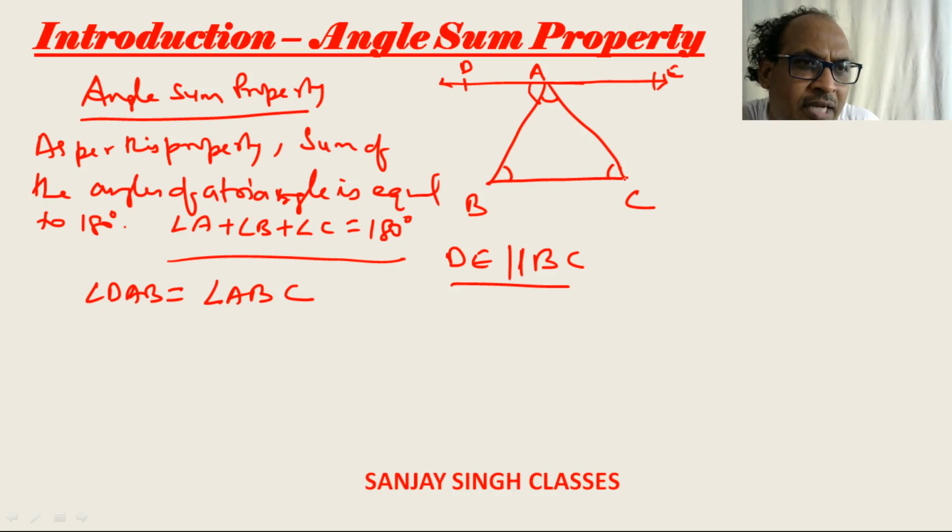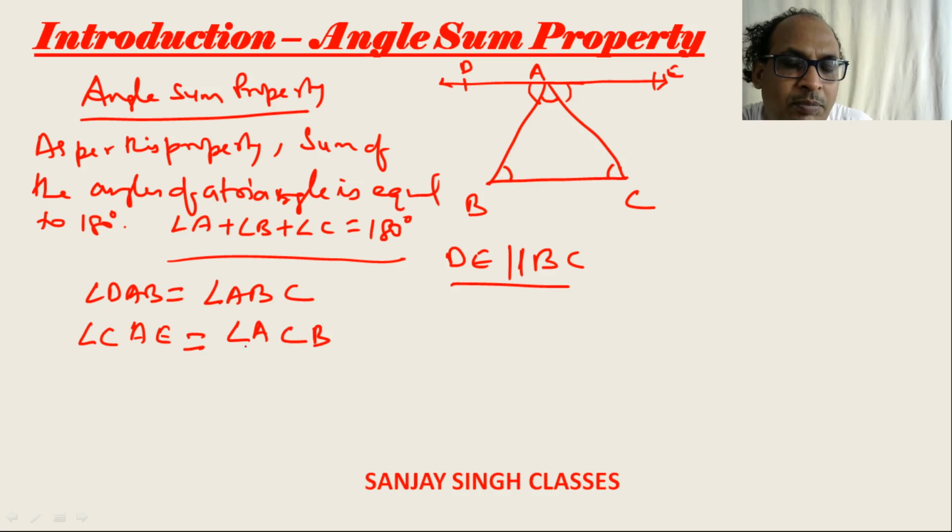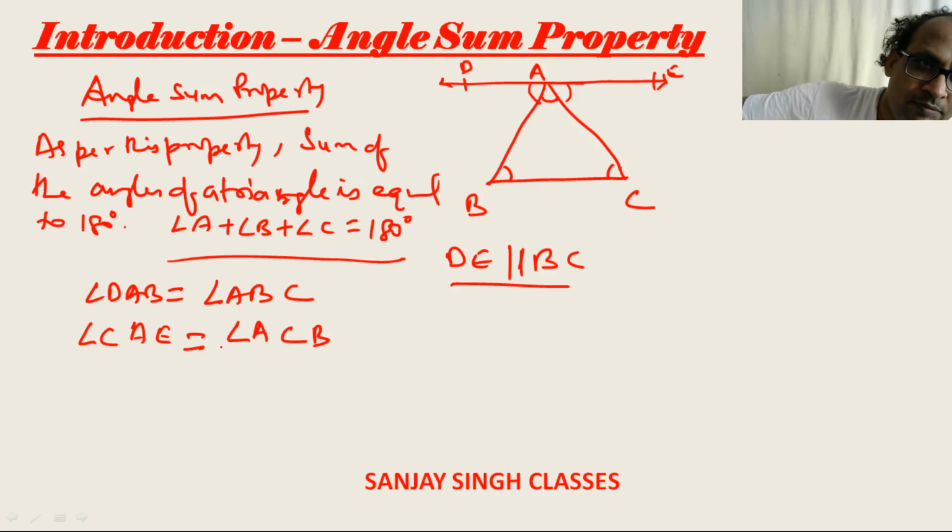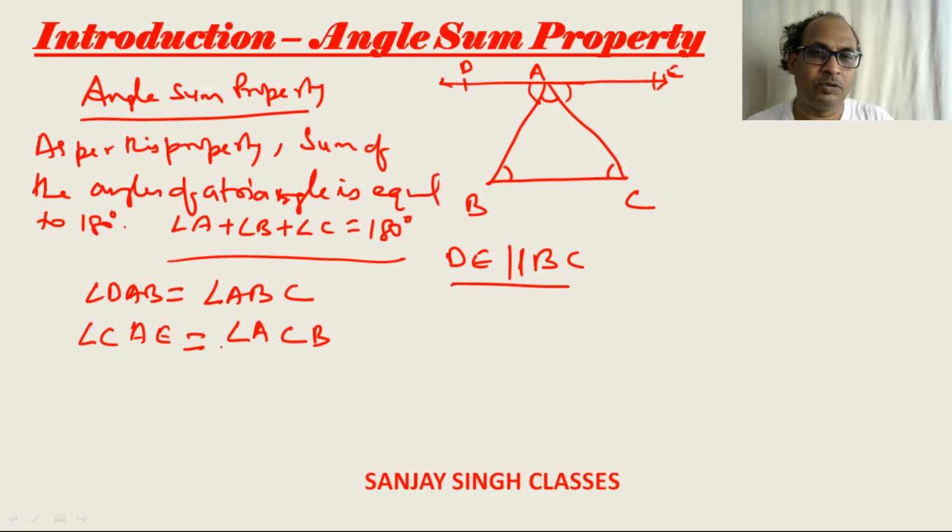Right? Okay. Similarly, if the line DE is extended, angle EAC or CAE is equal to angle ACB. Right? So this is actually angle C. This is actually angle B.